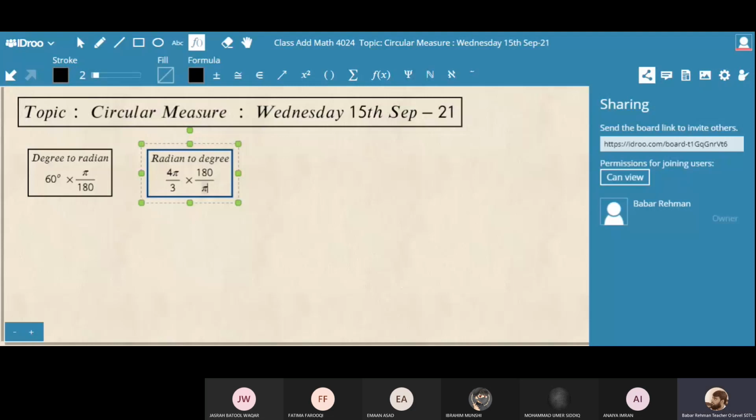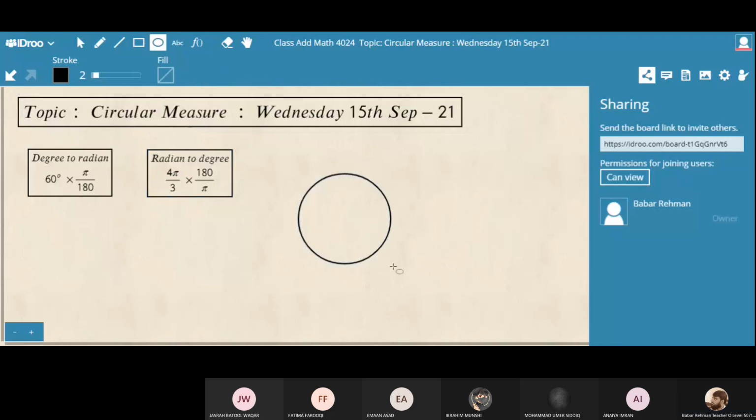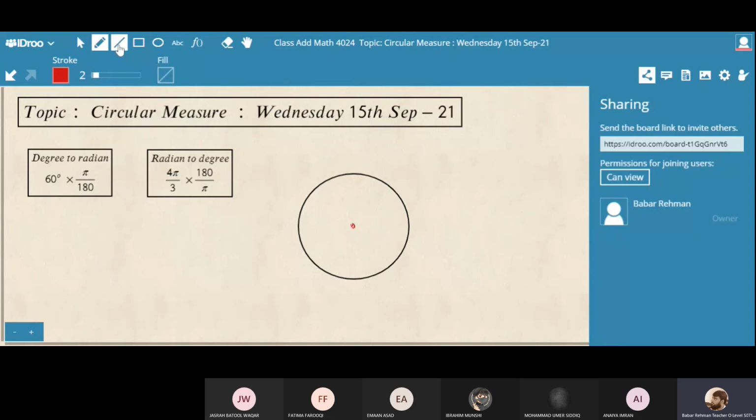Now there are some formulas you should remember related to arc length. For example, this is a circle. This is the center, and that is the radius. Students, this is theta in radian. Theta means angle. And for example, if I say this is O, A, and B, so this is a small arc from here till here. In maths, we will call this small s. Small s means arc length.